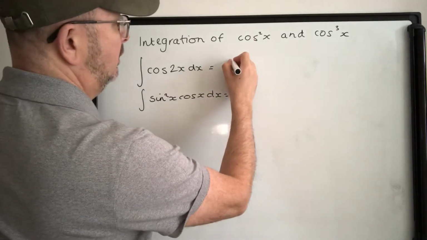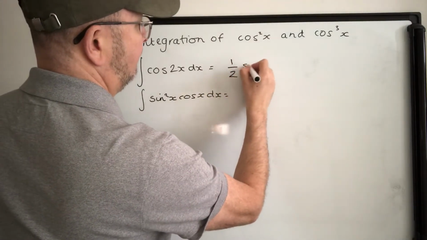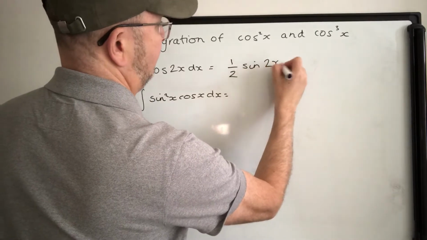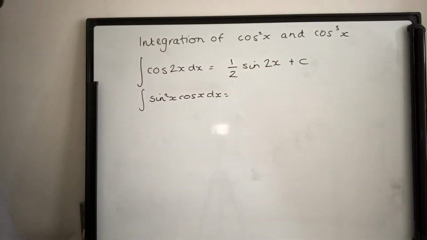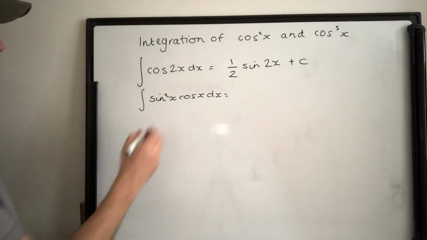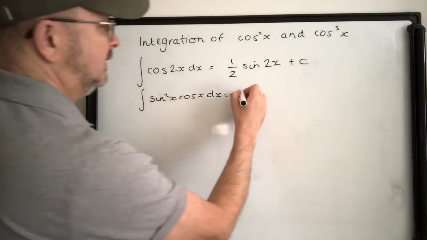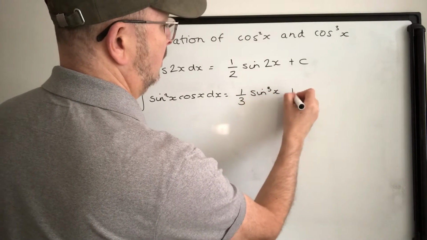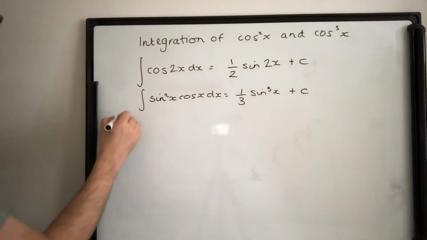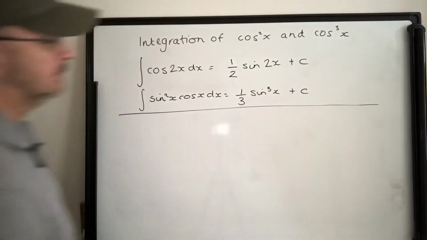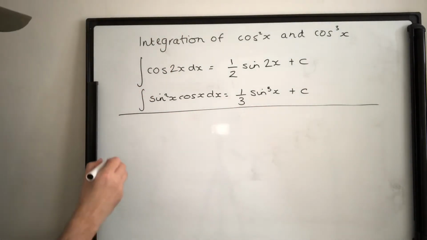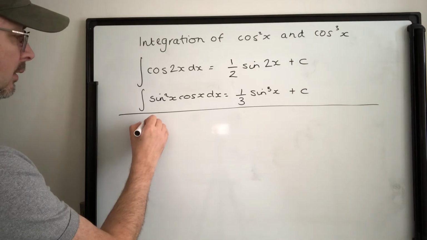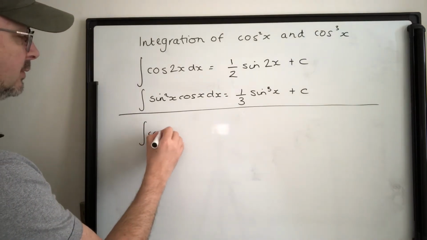So you should know that cos 2x integrates to a half sine 2x plus c, and sine squared x cos x integrates to a third sine cubed of x. Okay, so bearing those in mind, let's start with cos squared of x.